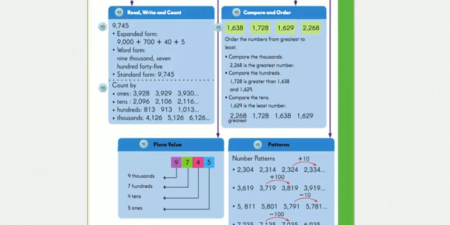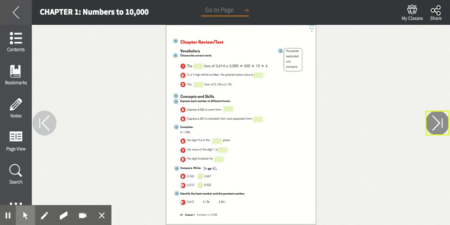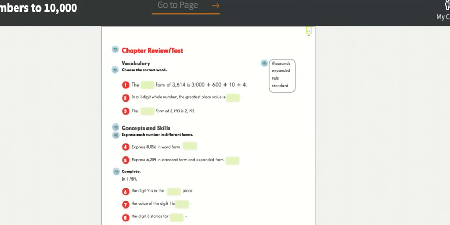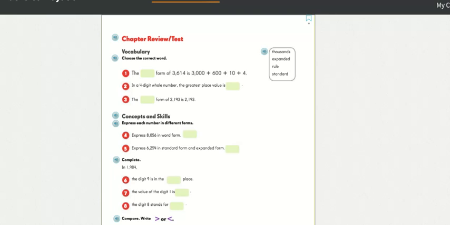Okay, I'm going to shrink this. And we're going to look at our word box. Thousands, expanded, rule, and standard. Okay, so we'll check this out.